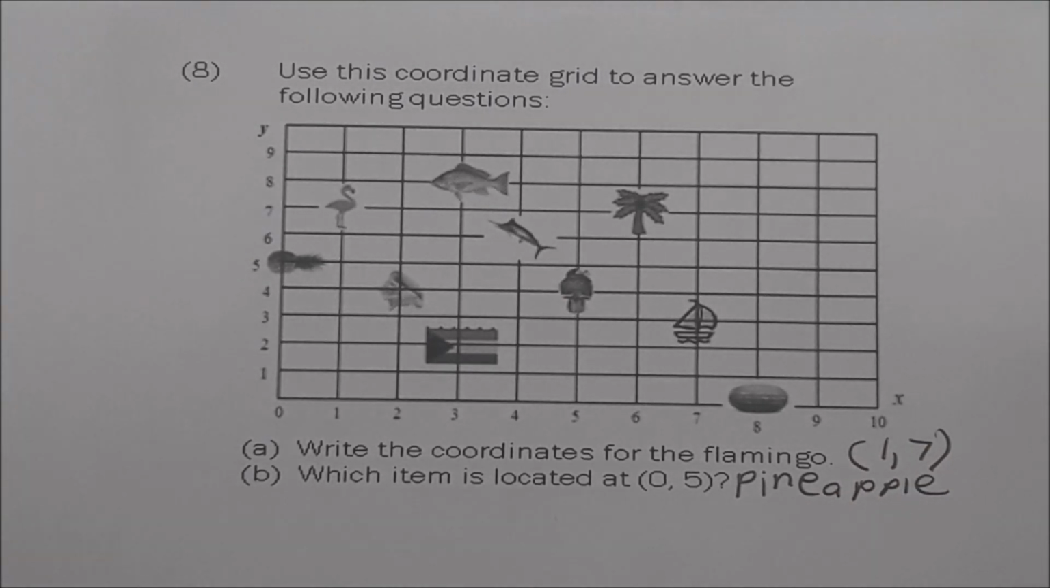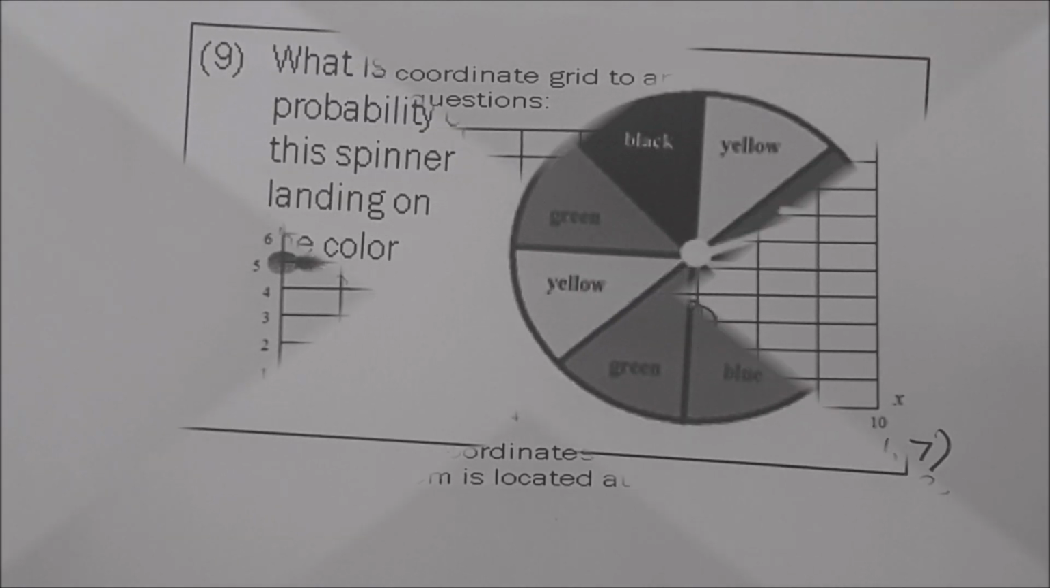Very good, Priyana. So that's straightforward. The item at (0, 5) is the pineapple, and that's different than (5, 0). So 0 is on the x and then 5 on the y, so that's why it went up to where the pineapple is at. I hope you got that correct. And we move on to number 9.